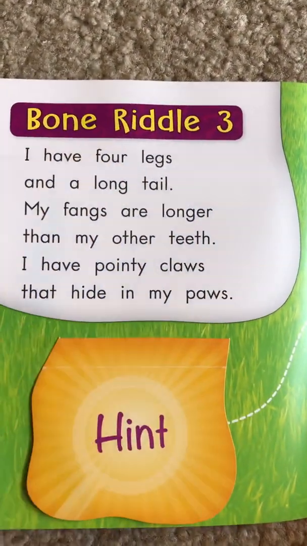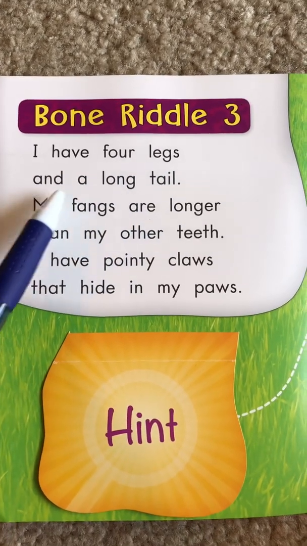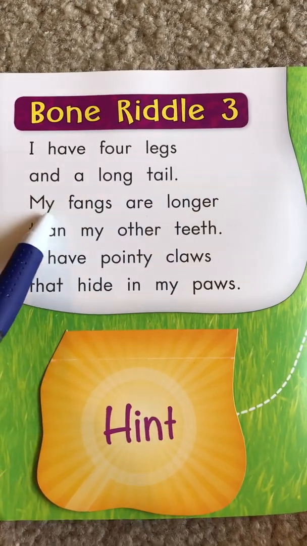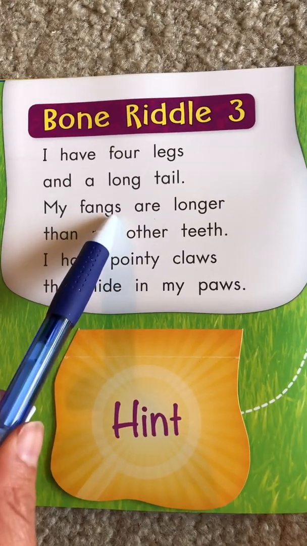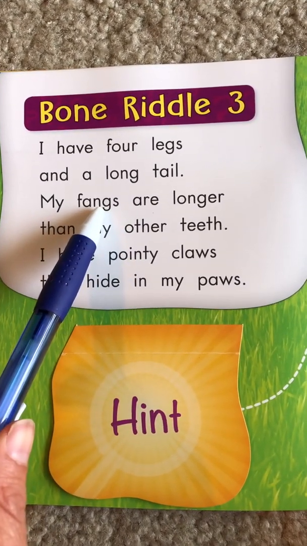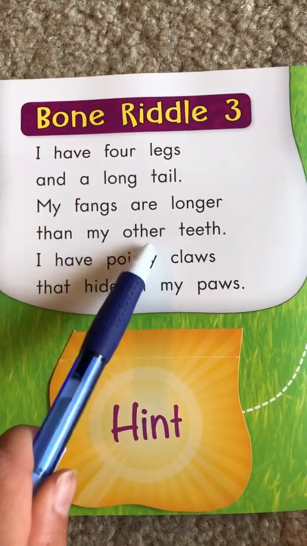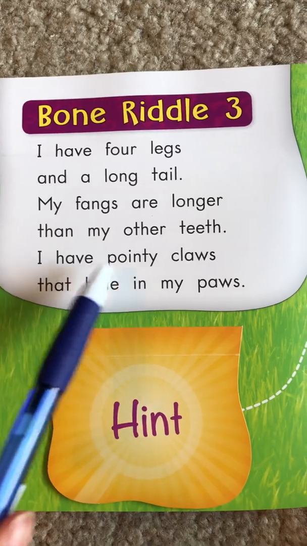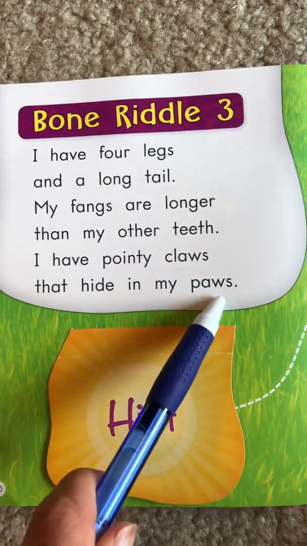Bone riddle 3. I have 4 legs and a long tail. My fangs, think about that word fangs. We learned about the word fangs when we were reading our back book. My fangs are longer than my other teeth. I have pointy claws that hide in my paws.